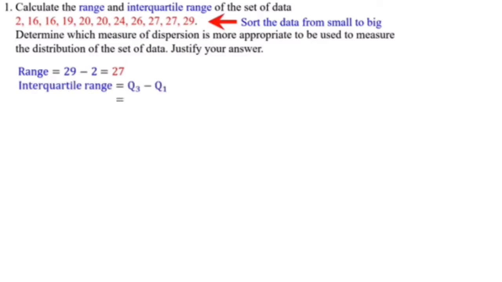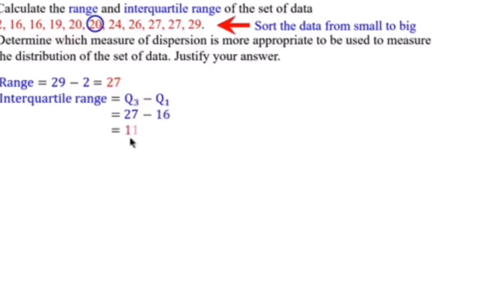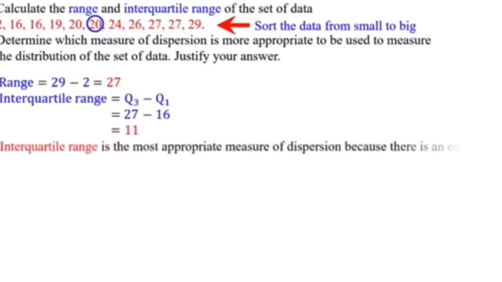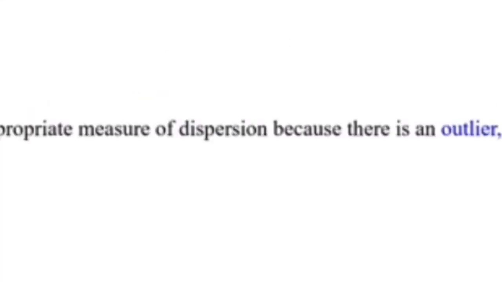Interquartile range is Q3 minus Q1. So first of all, you divide the data into two groups. You find the median first, then you find the third quartile, then you find the first quartile. Okay, then you take Q3 minus Q1. So first quartile is 16, so interquartile range is 27 minus 16, which is 11. Hence, interquartile range is the most appropriate measure of dispersion. This is because there is an outlier, 2, or extreme value 2. So range has a dispersion of 27 and interquartile range a dispersion of 11. So interquartile range is the better measure of dispersion.